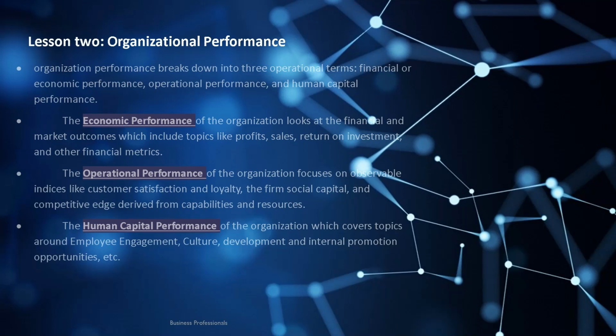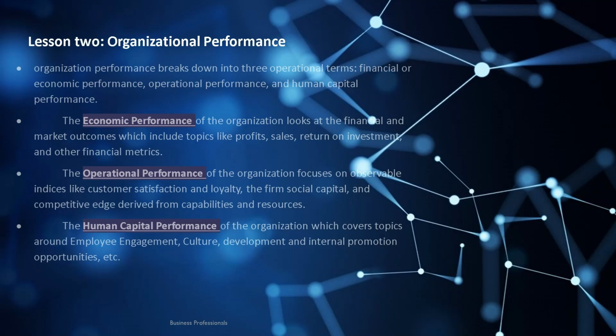Lesson 2. Organizational Performance. It can be defined as: organizational performance comprises the actual output or results of an organization as measured against its intended outputs, or goals and objectives. Organizational performance breaks down into 3 operational terms: financial or economic performance, operational performance, and human capital performance.